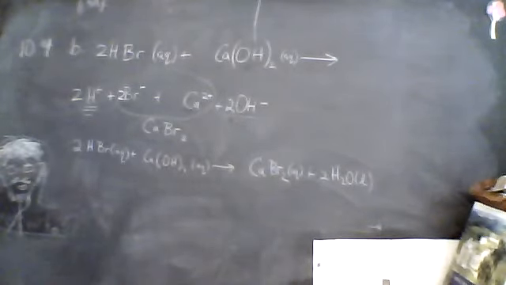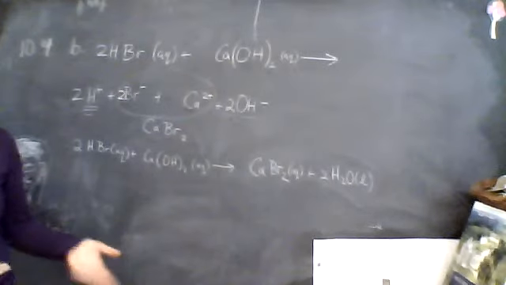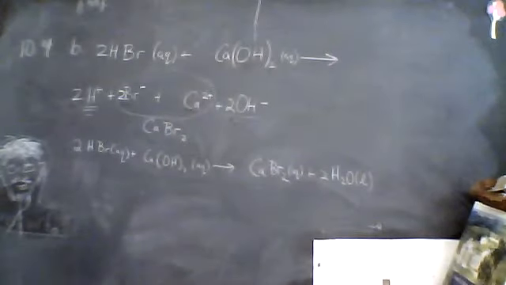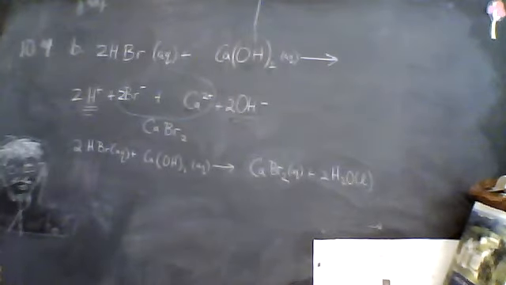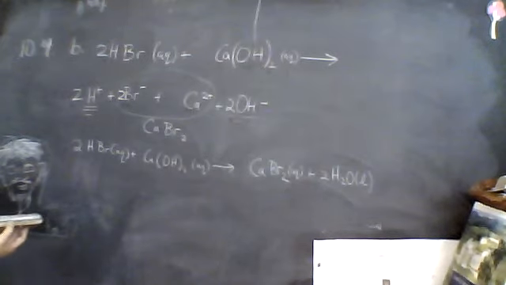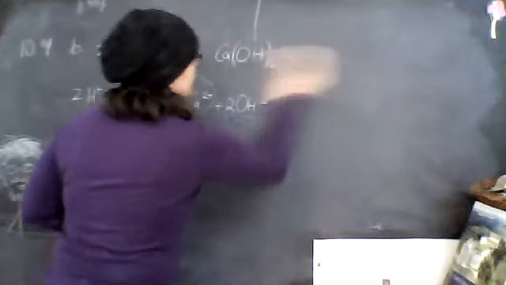Martin, why are these kinds of reactions called neutralization reactions? Because the acid is neutralized by the base. Yes, the acid and the base neutralize each other into water and a salt. Okay, let's look at letter C.